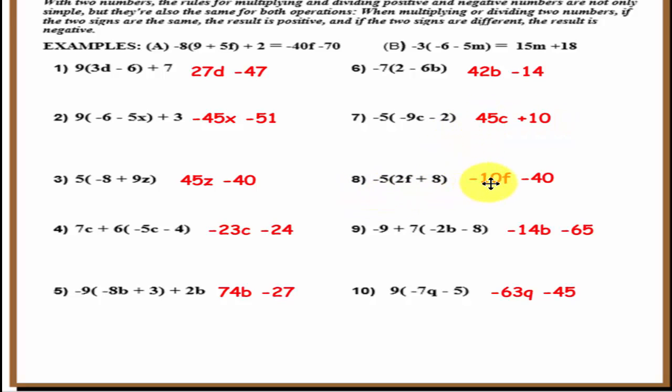Number 8, your answer should be negative 10, negative 40, and number 9, it should be negative 14b and negative 65, and the last one should be negative 63q and negative 45. Okay? Now remember, this is a positive, so positive times a negative is a negative. Positive times a negative is a negative.